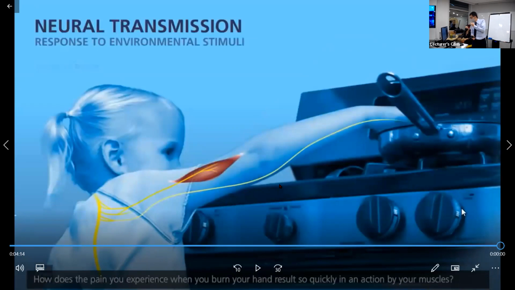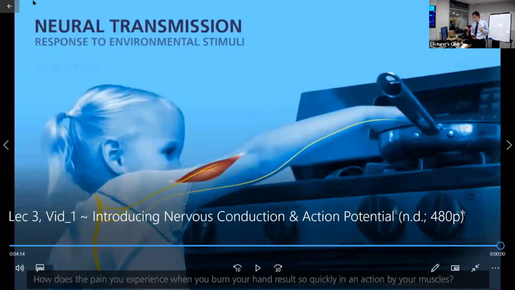There are 4 parts to this. Lecture 3, video 1, 2, 3, 4 are all on neurons. At least the structure, the mechanism of neurons. This is what I suggest you do.